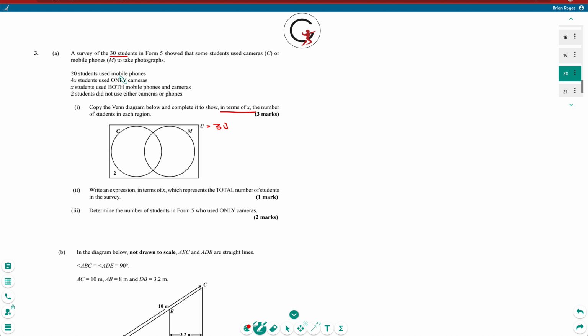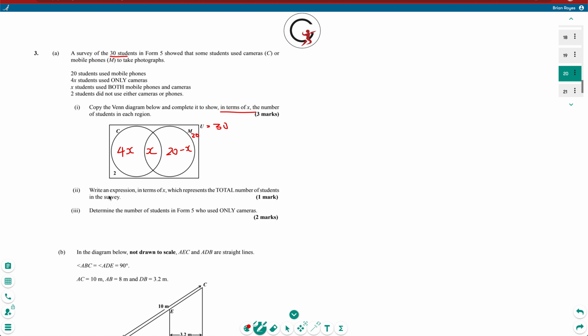Now 20 students used mobile phones. So I'm going to go ahead and put 20 beside mobile phones, but keep it on the outside for right now. You'll see why. Because 4x students use only cameras. That means 4x will exist in the camera circle, but only in this section, not including this intersection. Because x students used both mobile phones and cameras, we label that intersection as x. It says 2 students used neither. But we also have this blank space to fill in, which we can find by saying 20 minus x, which gives us the number of students that use mobile phones alone.